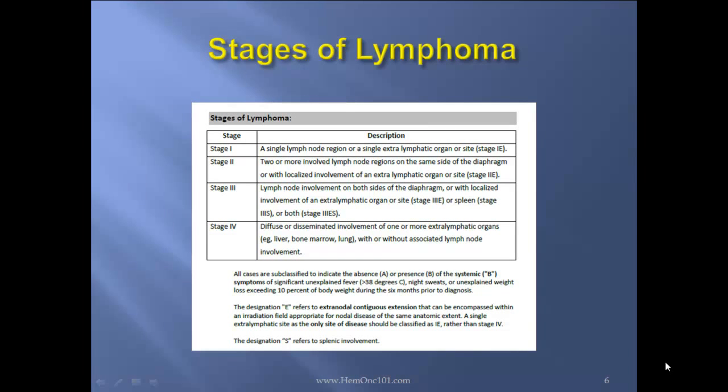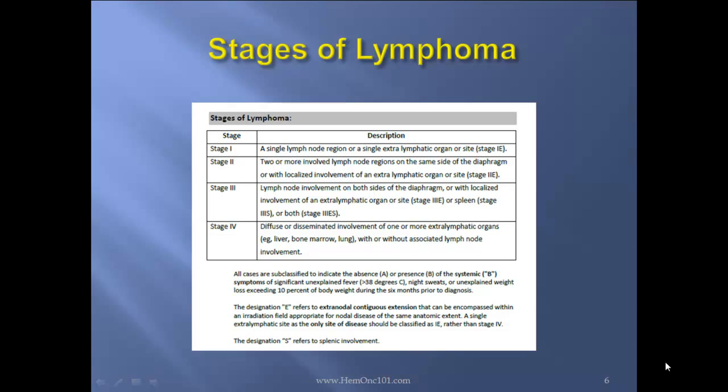Stages of lymphoma. Stage 1, a single lymph node region or a single extralymphatic organ or site, that would be 1E. Stage 2, 2 or more involved lymph node regions on the same side of the diaphragm, or with localized involvement of an extralymphatic organ or site, that would be 2E. Stage 3, lymph node involvement on both sides of the diaphragm, or with localized involvement of an extralymphatic organ or site, stage 3E, or spleen, stage 3S, or both, stage 3ES.